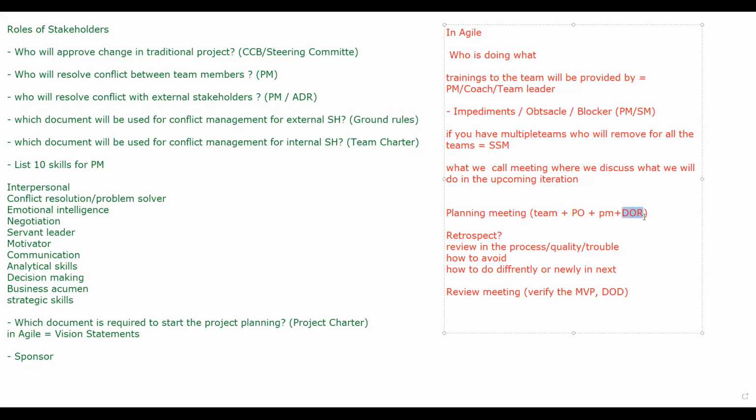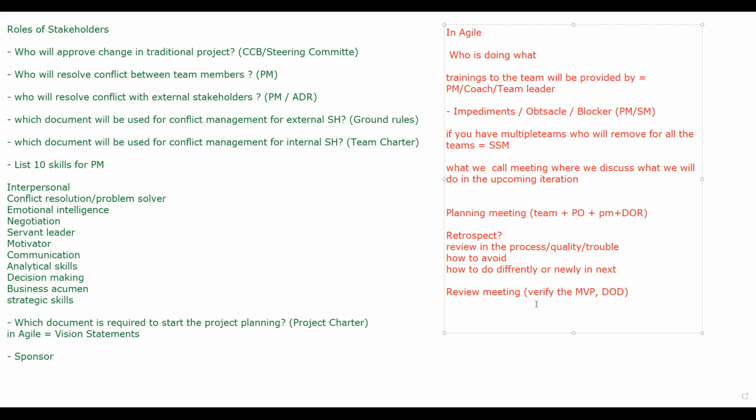Definition of ready will be by the team. Definition of done will be by the stakeholders from where you are collecting the stories. Yeah, so they will approve. The product owner will collect the definition of done and definition of ready. Correct. Great.